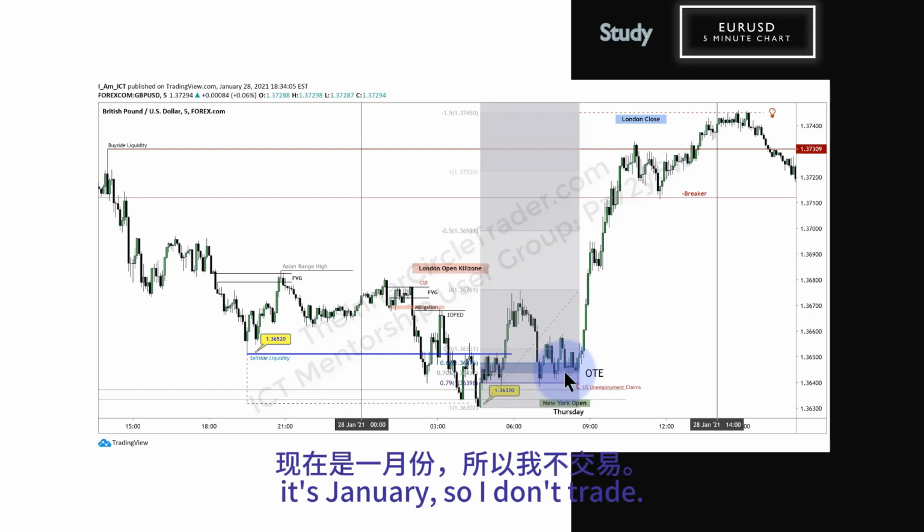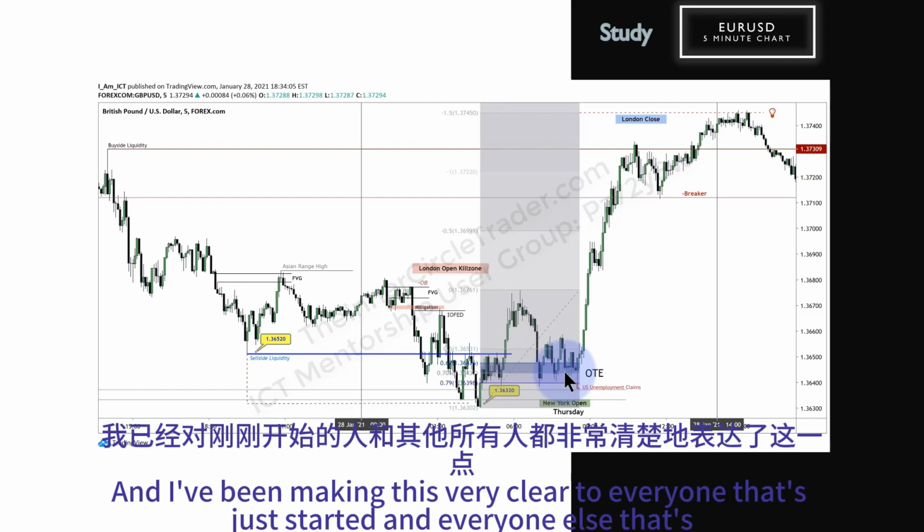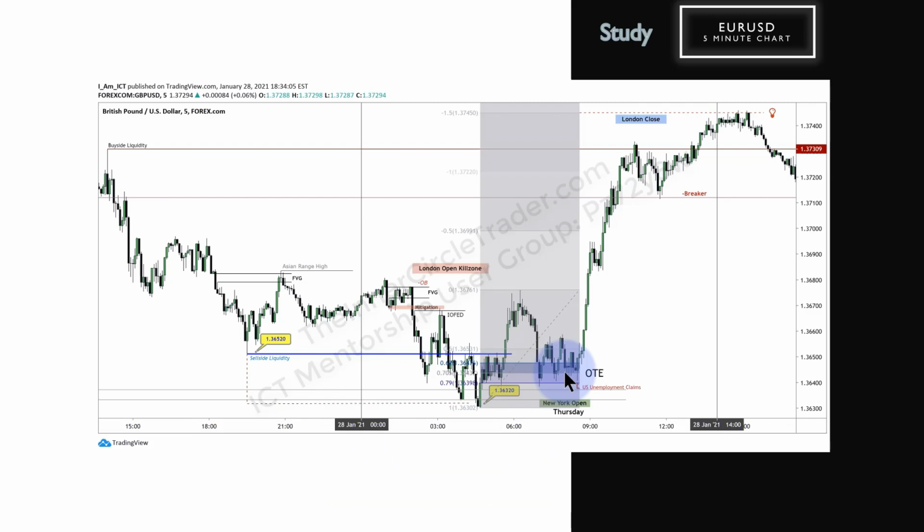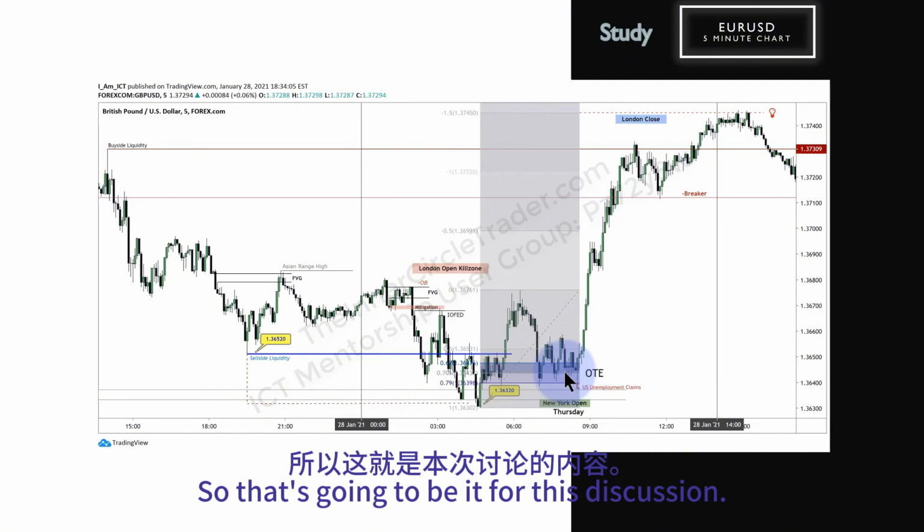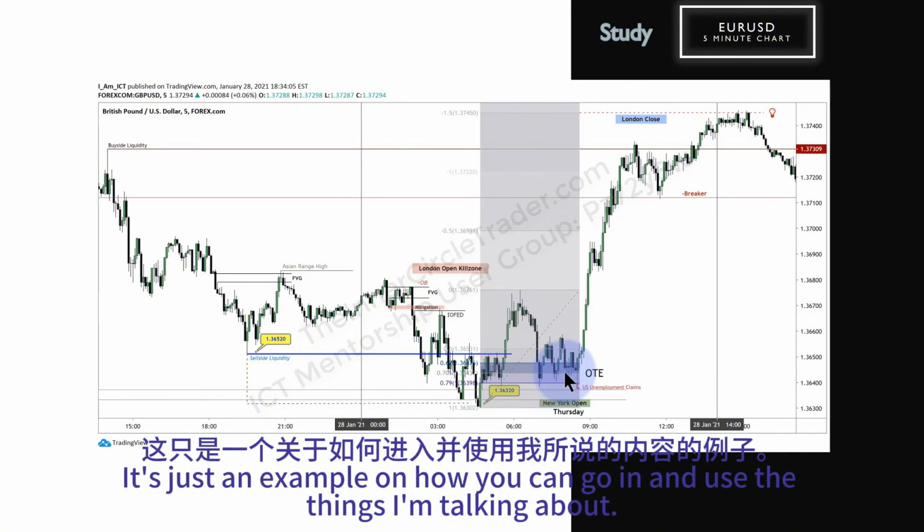But it's January, so I don't trade, and I've been making this very clear to everyone that's just started and everyone else that's been here for a while. You just know. All right, so that's going to be it for this discussion. It's just an example of how you can go in and use the things I'm talking about.